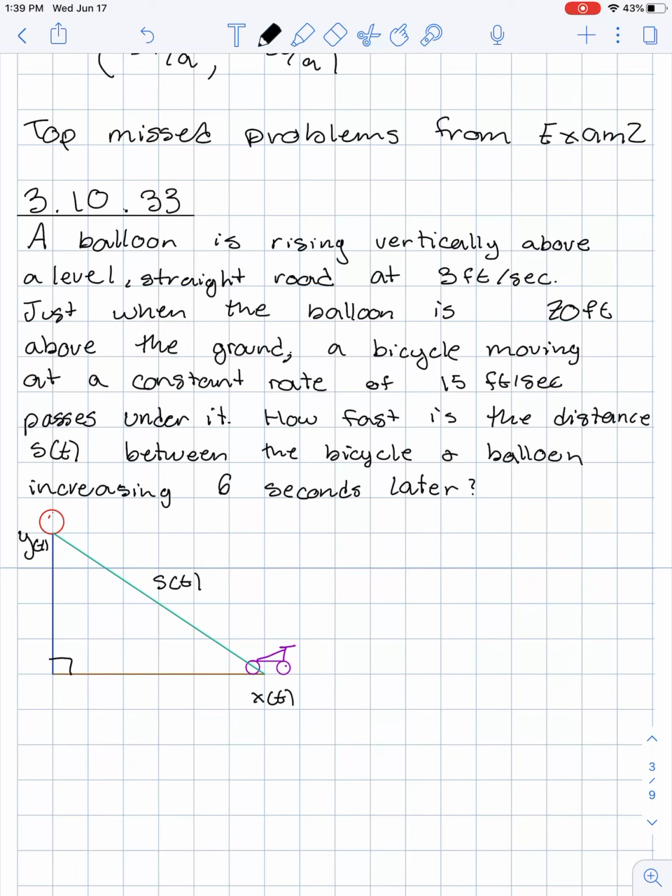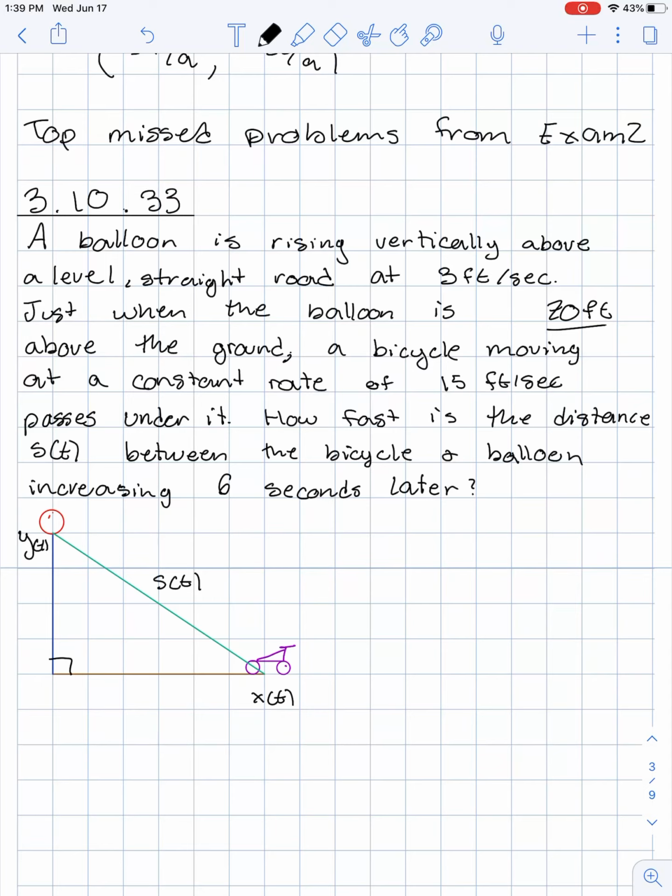Just when the balloon is 70 feet above the ground, a bicycle moving at a constant rate of 15 feet per second passes under it. How fast is the distance S of t between the bicycle and the balloon increasing 6 seconds later?